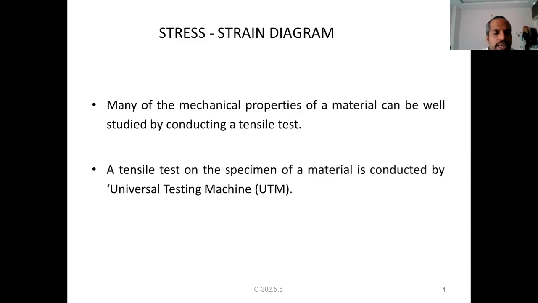From this test, some properties can be found out. Mechanical properties like Young's modulus and tensile strength, that is, the tensile strength of the material, can be found. These properties can be studied from the stress strain diagram drawn for a particular specimen. The tensile test on a specimen of material is conducted by the universal testing machine (UTM).